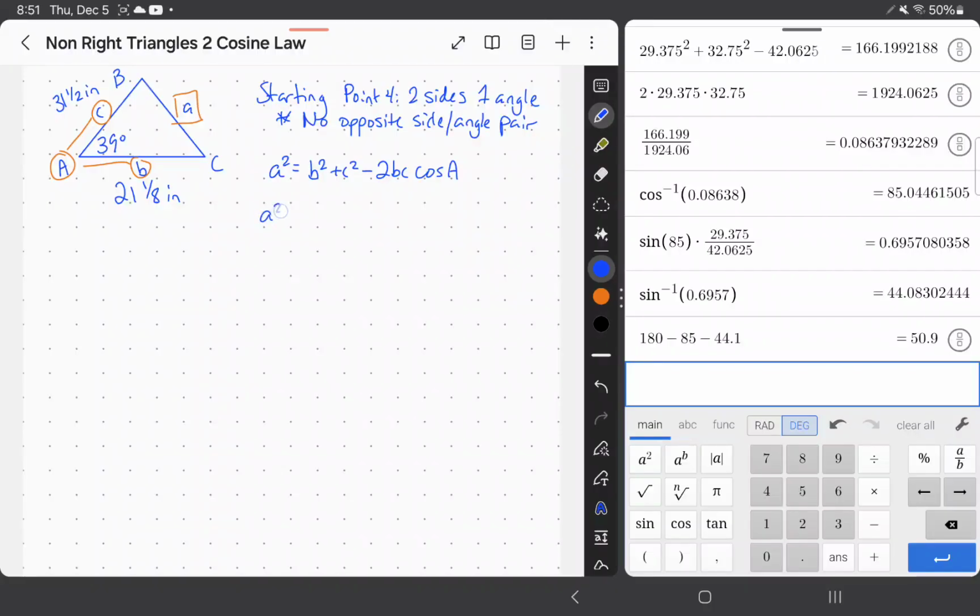So a squared, I'll leave a little bit of space here. B squared is 21 and an eighth. So that's 21.125. That's what the eighth contributes. As a decimal, the C is 31.5 because it's a half. And then minus 2bc, 0.125. Just going to have to be careful with room here. Haven't left myself quite enough. And then, so I'm just going to write the cosine of 39 underneath here.